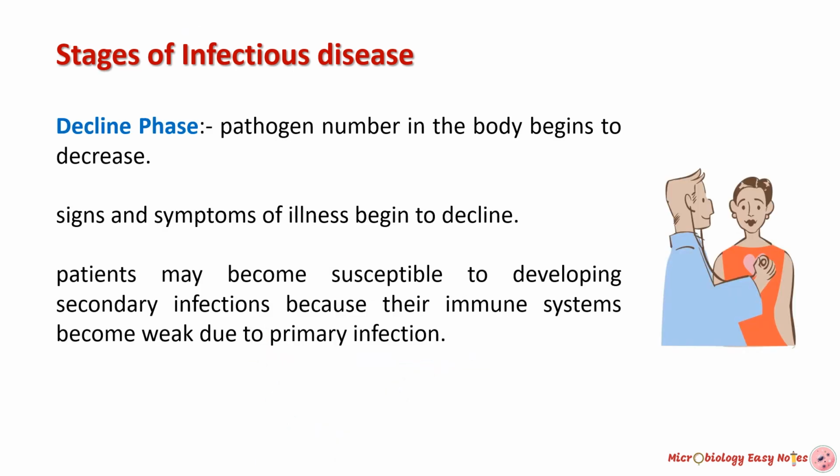Decline period. The period of illness is followed by the period of decline. During this phase, number of pathogens begins to decrease and the signs and symptoms of illness also begin to decline. However, during the decline period, patients may become susceptible to developing secondary infections because their immune systems have been weakened by the primary infection.